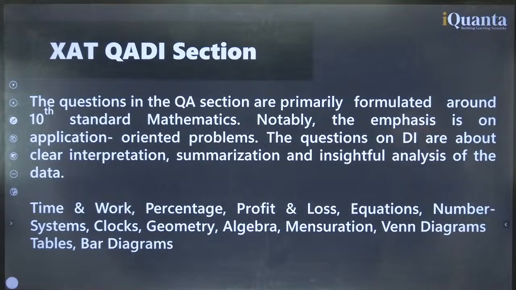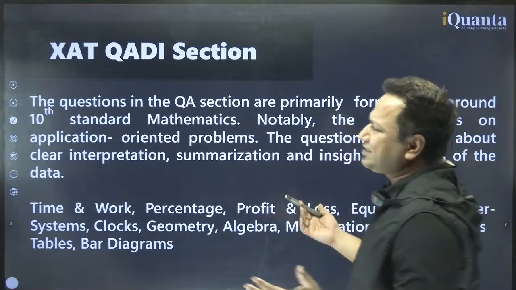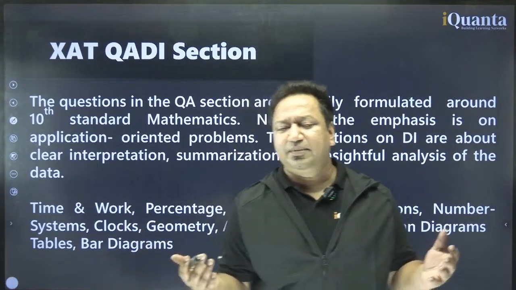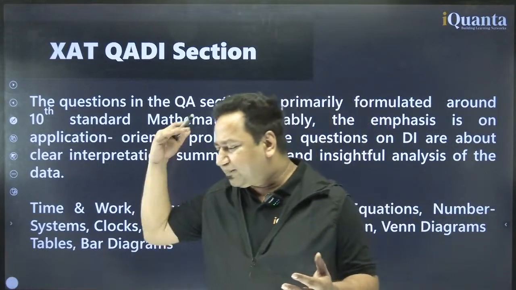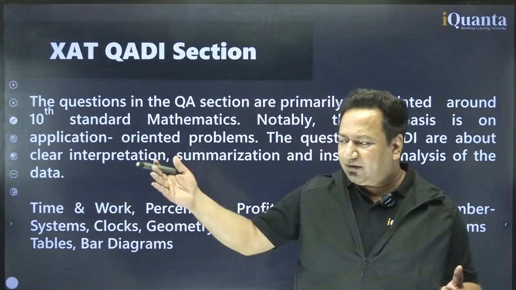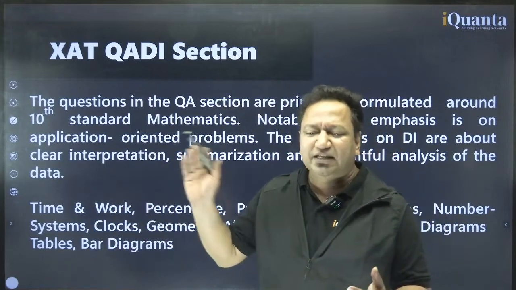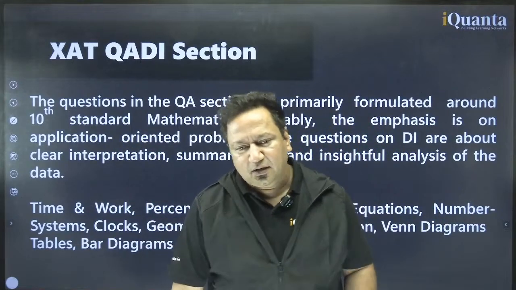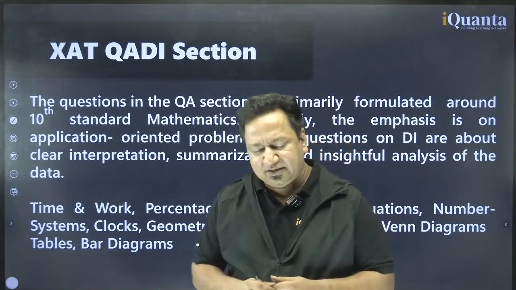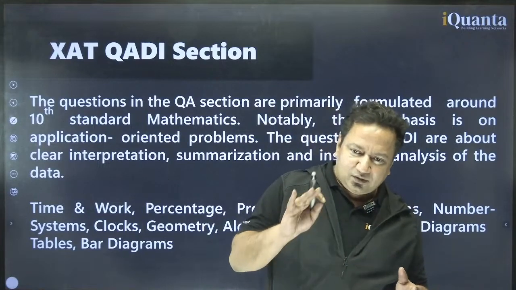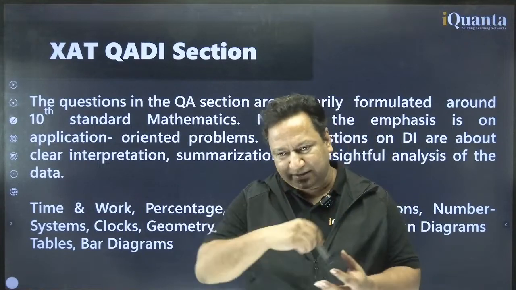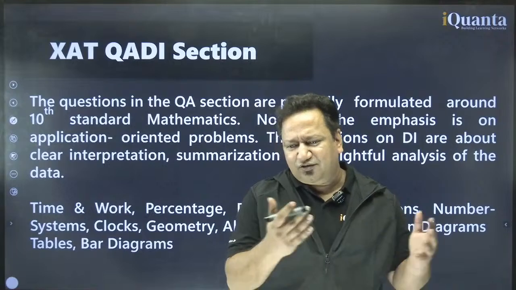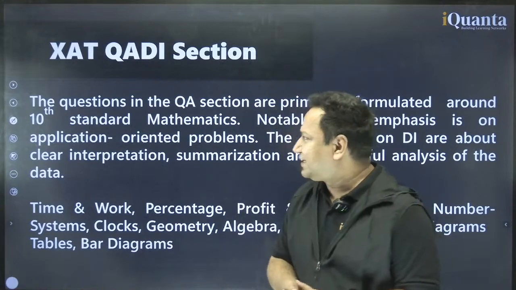Then we have the QA DI section. The QA section is primarily formatted around class 10th, which is something we know. The reason is very simple, because a lot of people who pursue an MBA do not necessarily require mathematics in class 12th or graduation, and that is why all MBA entrance exams like these have the quant section always around the standard 10th syllabus. That is a proper logic which you understand as well.